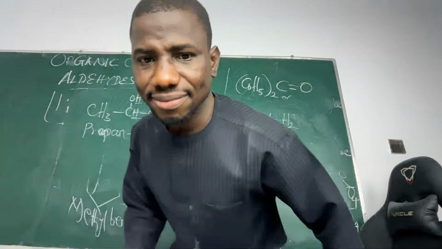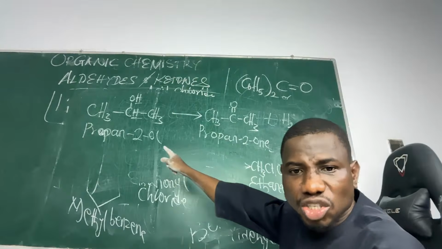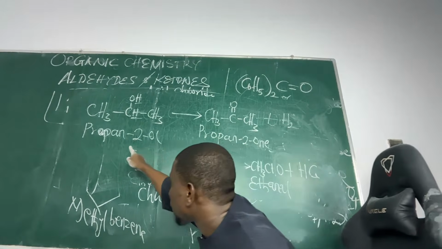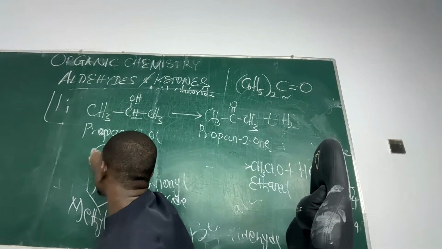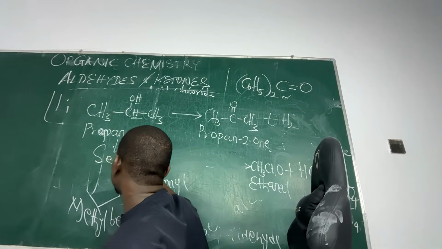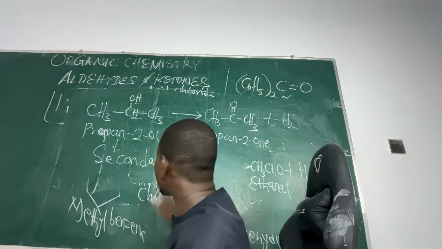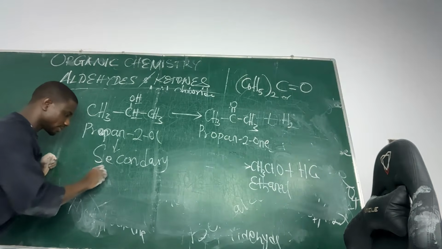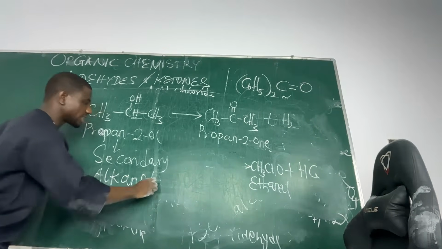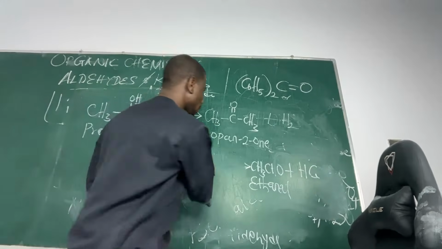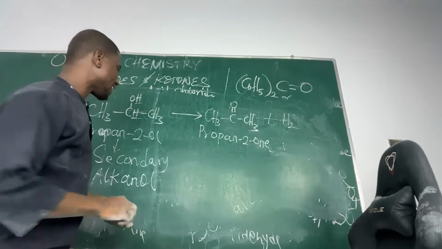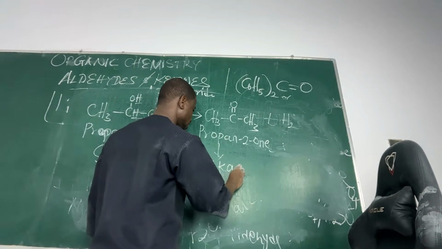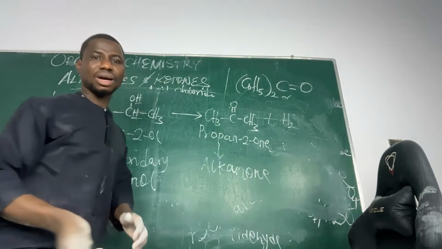So this simply means that oxidation of propan-2-ol gives propanone. Propan-2-ol is a secondary alkanol. Propanone is an alkanone.